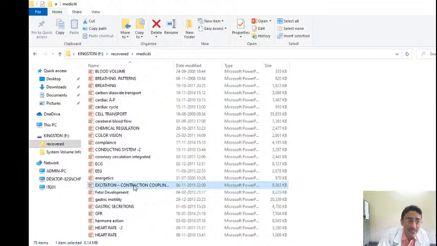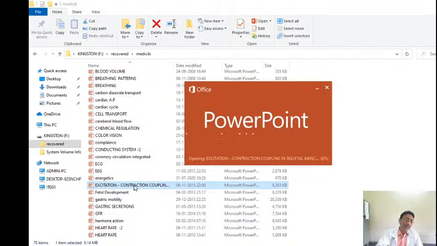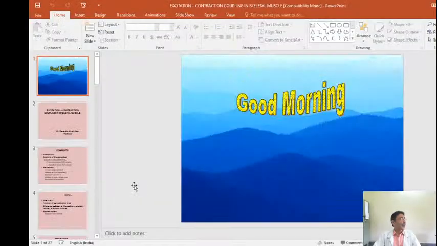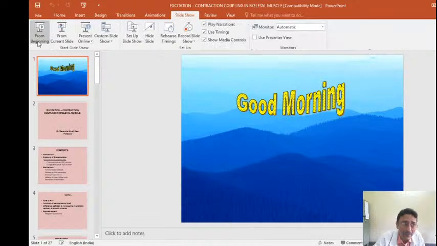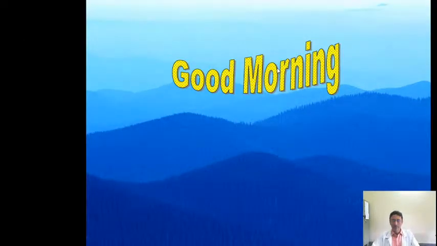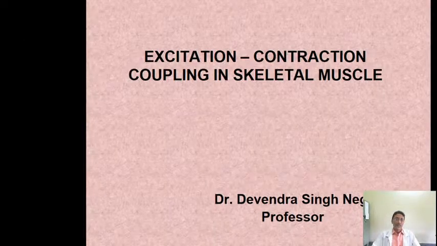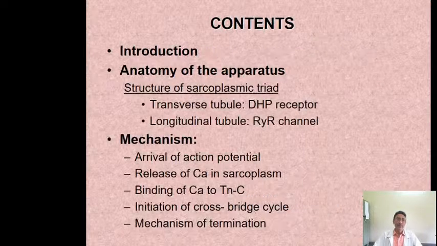Okay, let us see about this excitation contraction coupling mechanism. As the word suggests, it is excitation followed by contraction. We will see excitation contraction coupling in a skeletal muscle. Briefly, if time permits, we will discuss the differences between skeletal muscle and cardiac muscle EC coupling. Some slides will go through it.